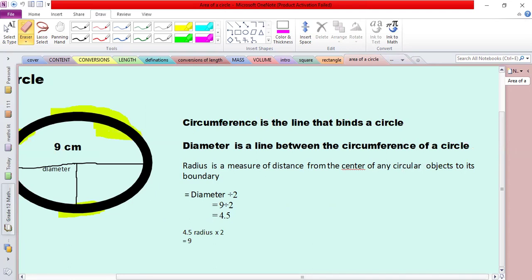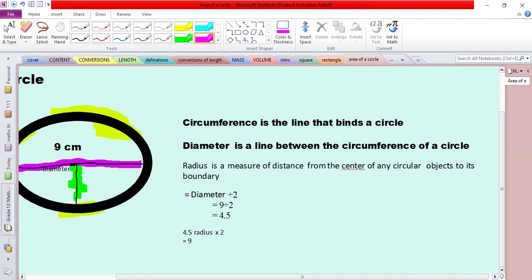Circumference is the line that binds a circle. Diameter is the line between the circumference of a circle. So there's what we call radius, the line that divides the diameter. I'm highlighting the radius in green, and the diameter in purple.